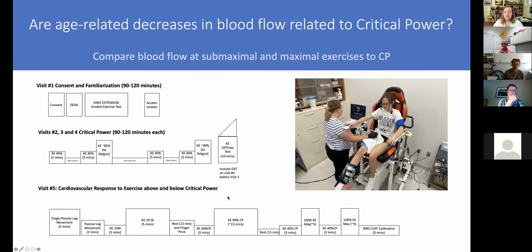Okay, and then to answer my last question, are age-related decreases in blood flow related to critical power? So to do this, we will look at our blood flow from our different tests on visit 5 and compare them to our critical power test done on visits 2 through 4.